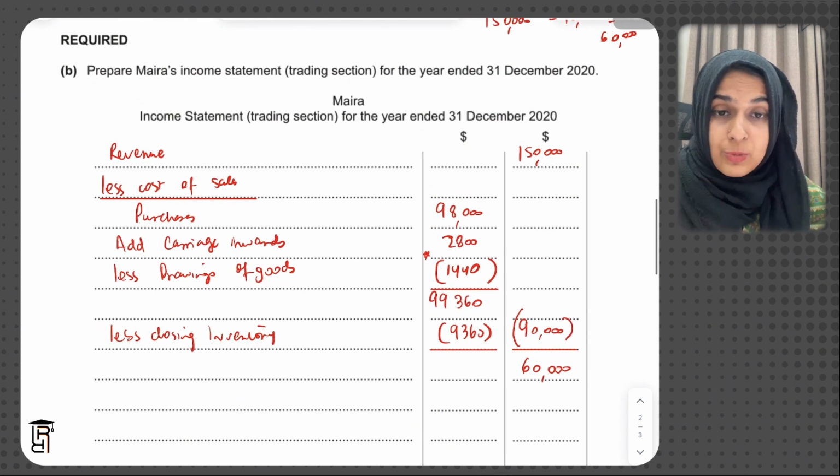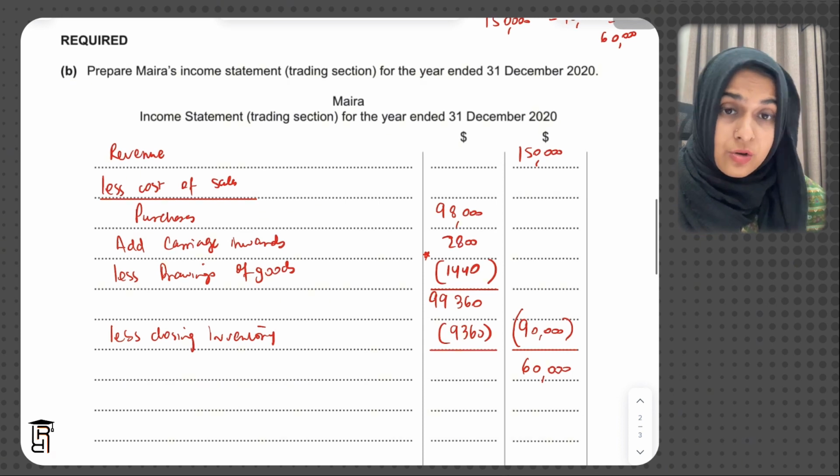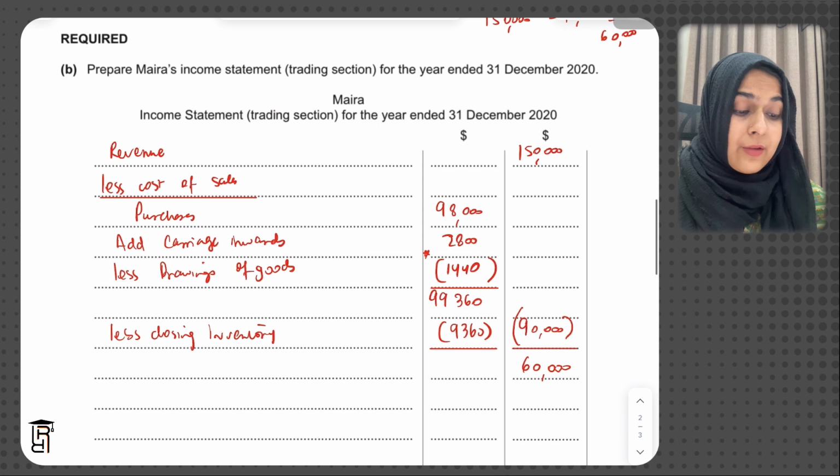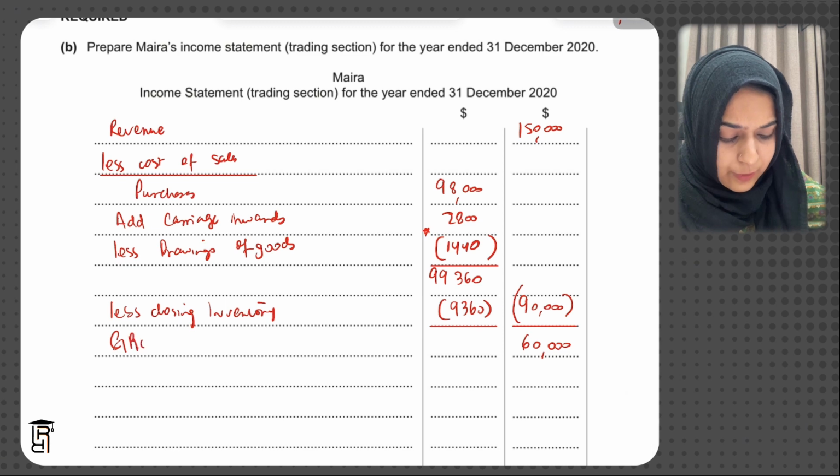statement. Also, one more thing to inform you guys, trading section of the income statement is always till the gross profit. And then after that, it's the profit and loss section. But till gross profit, it's my trading section. I'll write here gross profit.